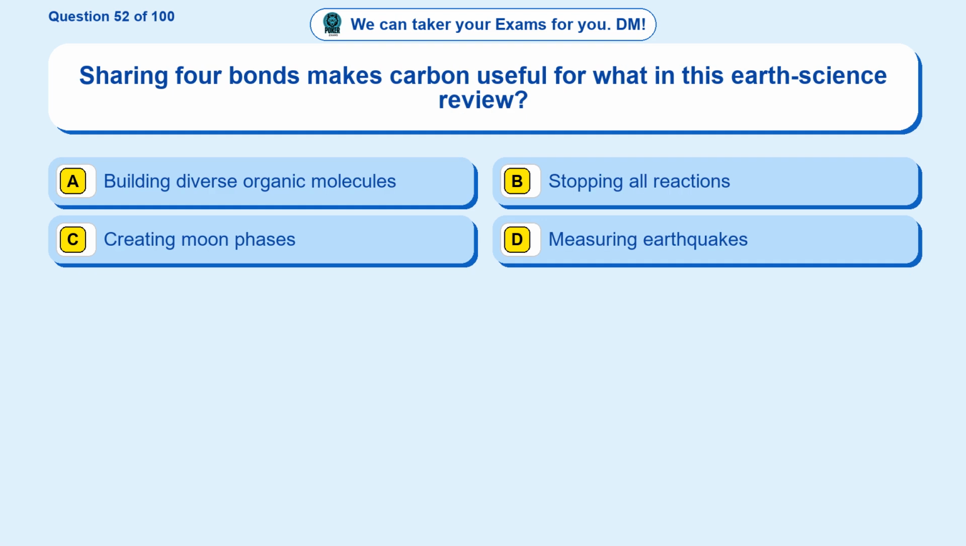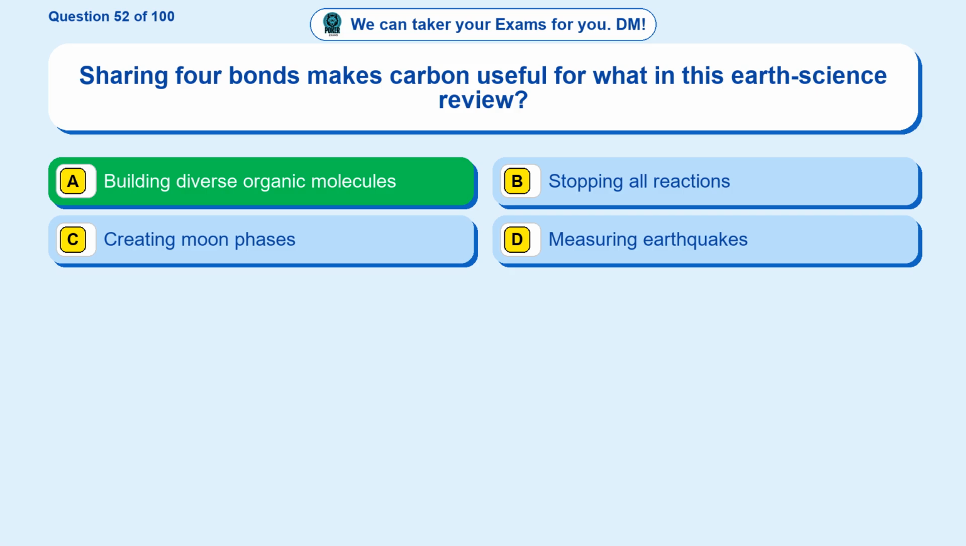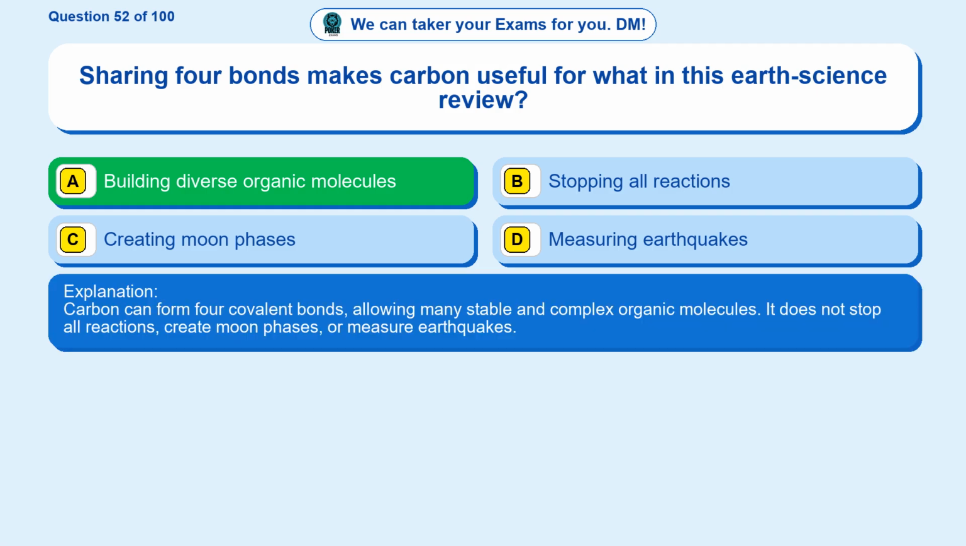Question 52. Sharing 4 bonds makes carbon useful for what in this earth science review? Option A building diverse organic molecules. Option B stopping all reactions. Option C creating moon phases. Option D measuring earthquakes. The correct answer is option A. Building diverse organic molecules. Carbon can form 4 covalent bonds, allowing many stable and complex organic molecules. It does not stop all reactions, create moon phases, or measure earthquakes.